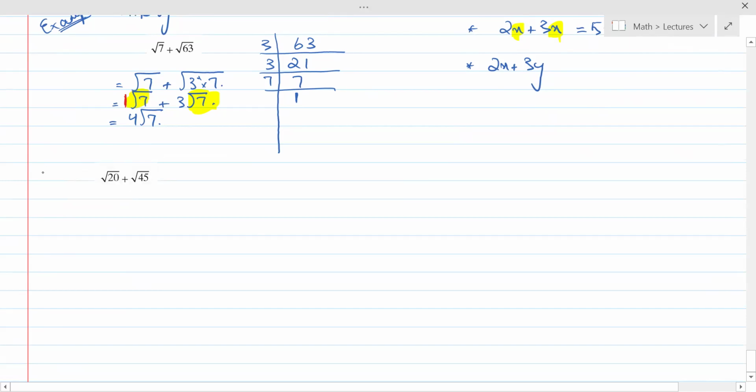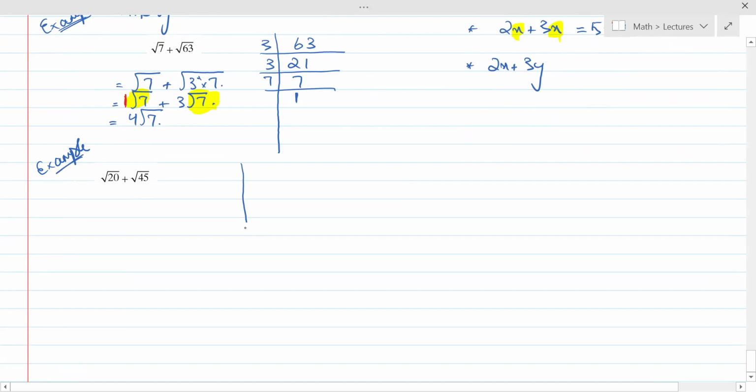Again, the question says simplify only, because simplify means we look for the possible addition, subtraction, multiplication, and division. Now, in this example, both the numbers in surd form can be simplified first. So let's first look for the simplification of under root 20.